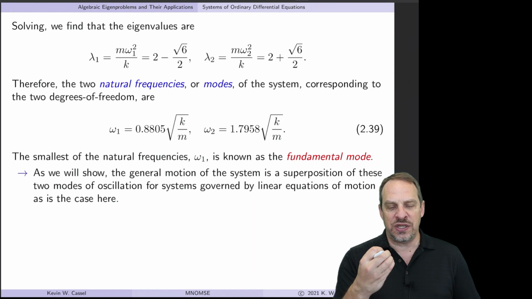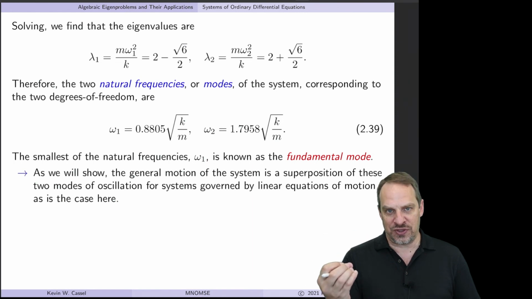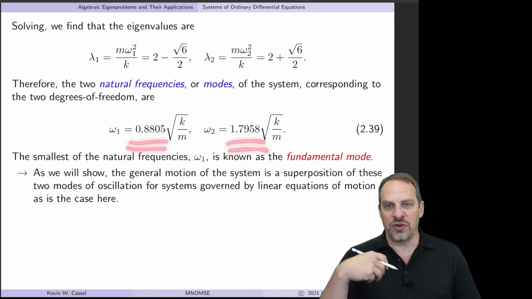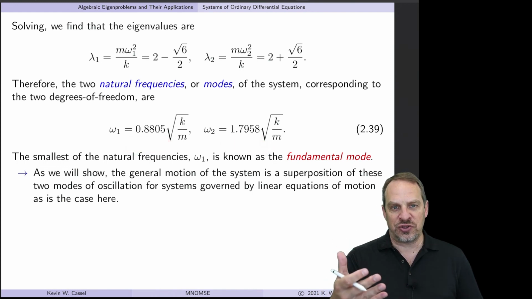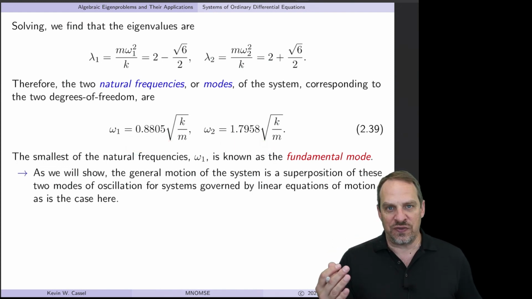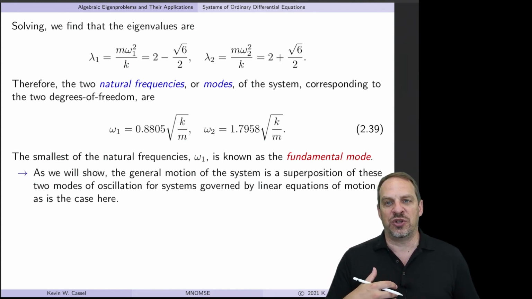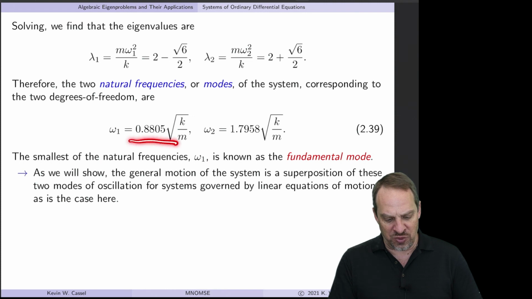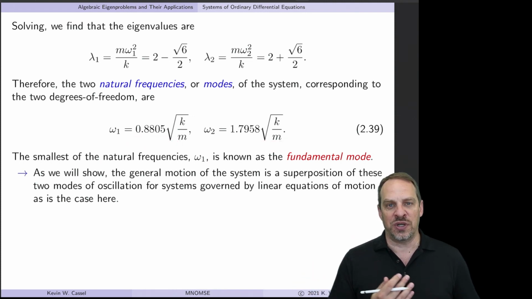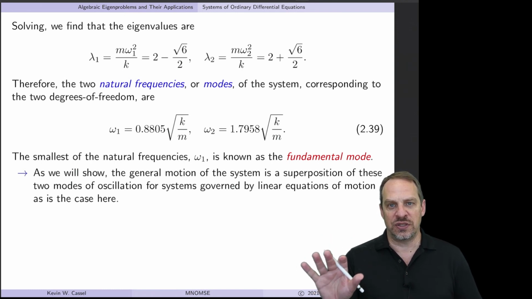And what we're going to see in the next video when we actually solve the system, we're going to see these same frequencies are then superimposed to get the general solution of the system. For any set of initial conditions, the general motion of the system is always going to be a certain amount of omega 1 and a certain amount of omega 2, and it's just a matter of how much of each one, so the superposition of those two natural frequencies. We'll see that in the next video.